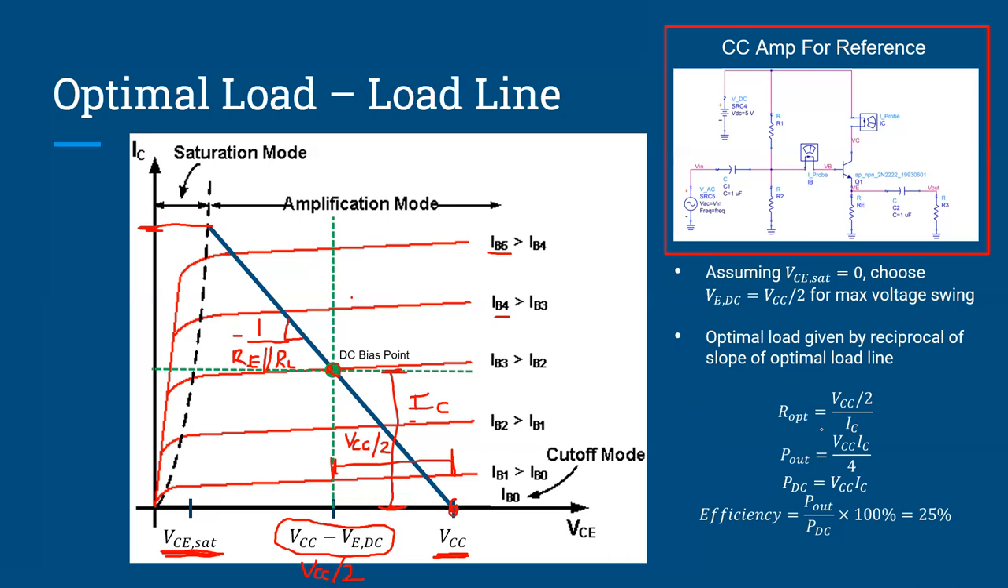And if we look at the output power, we just do the voltage swing times the current swing divided by 2, right? VI over 2. And the voltage swing is just VCC over 2. The current swing is IC. So we get VCC times IC over 4. And the DC power that's being dissipated in the transistor, as well as the emitter resistor, is VCC times IC, right? That's important. And if you take the ratio of the output power to the DC power, that's 25%. So that means the maximum efficiency that we can achieve with this common collector amplifier design is 25%. Any questions about that?